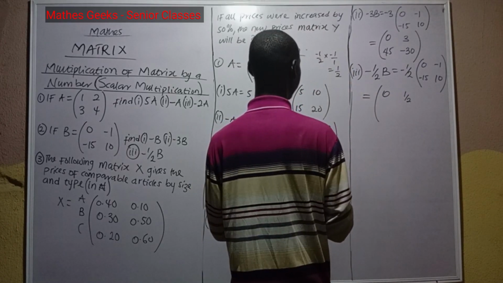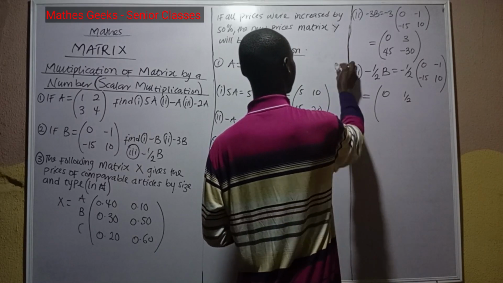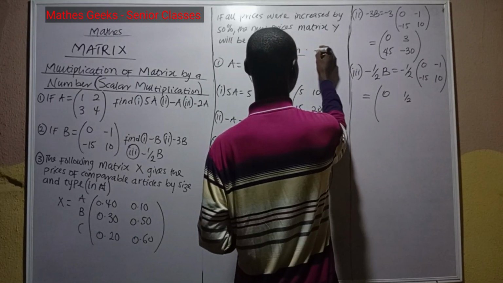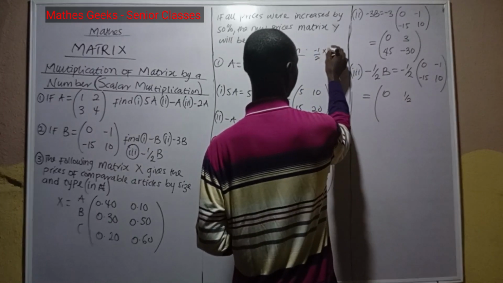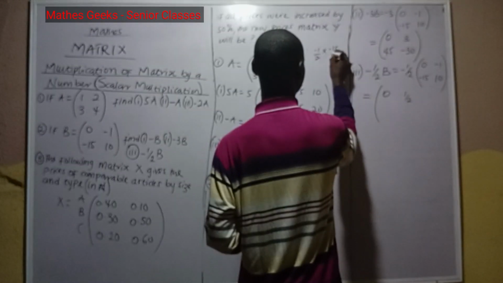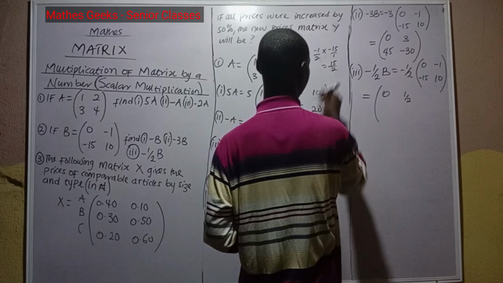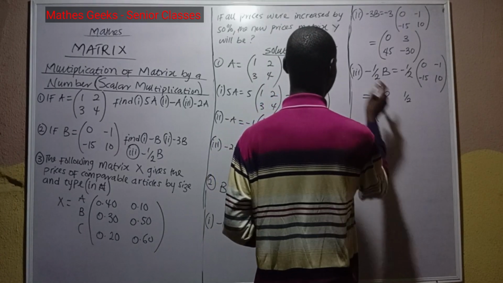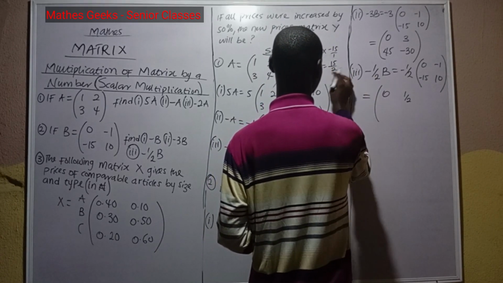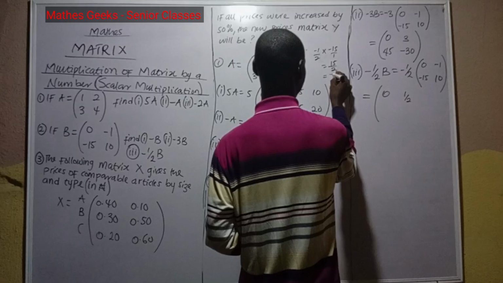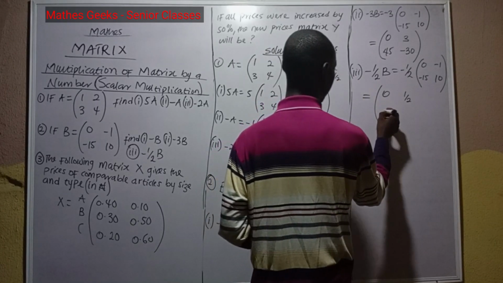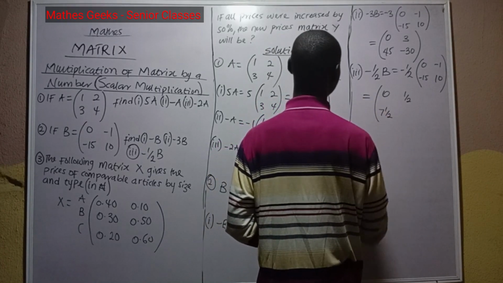And so minus 1 over 2 times minus 15: minus times minus is plus, so 15 over 2. We can leave 15 over 2 here, or we reduce it. 15 over 2 will give us 7.5. So we can say 7.5.